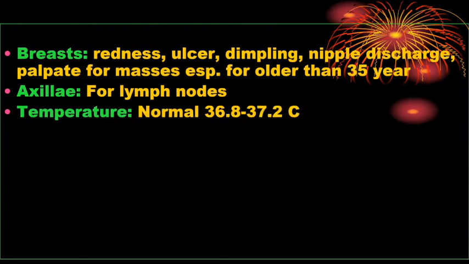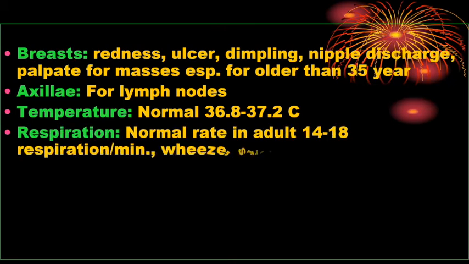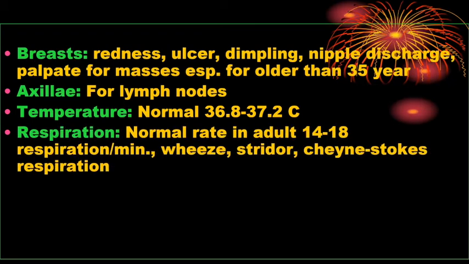Temperature, normal. The vital signs should again be checked, and the important vital sign is the temperature. We have oral temperature checking by thermometer, normal 36.8 to 37.2 Celsius. Respiratory rate, normal rate in adults, 14 to 18 breaths per minute.